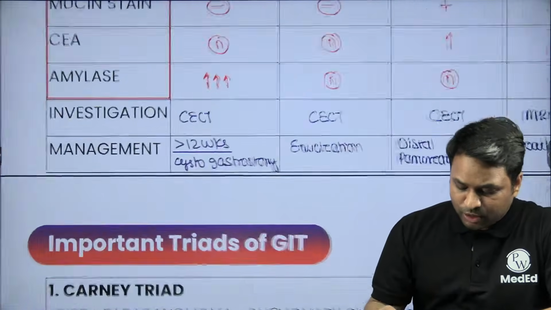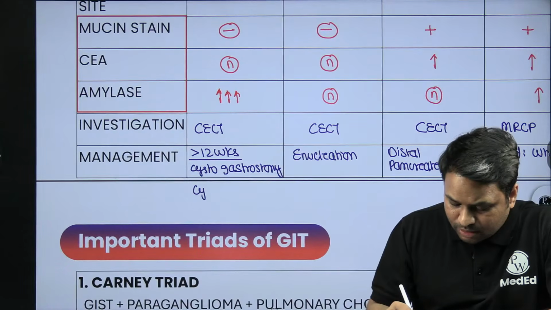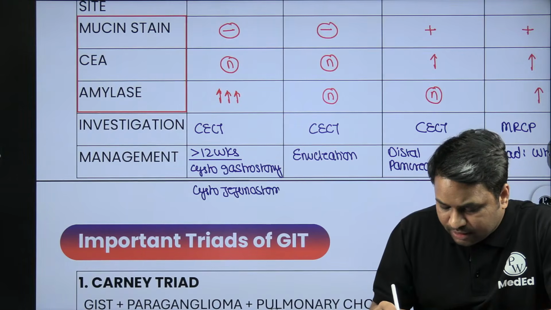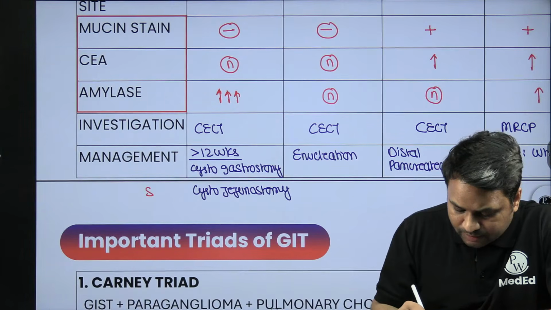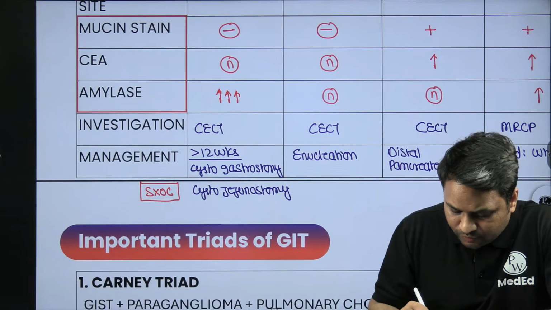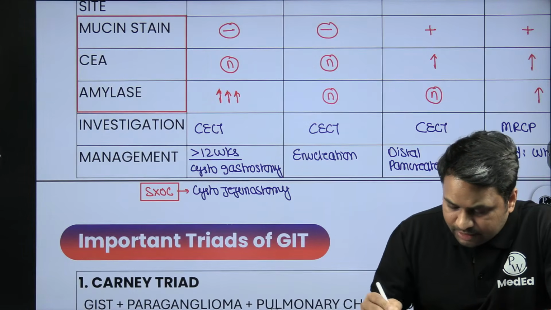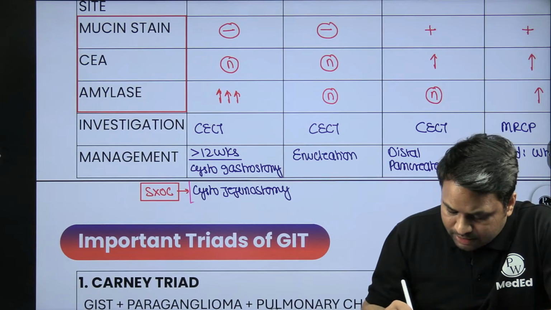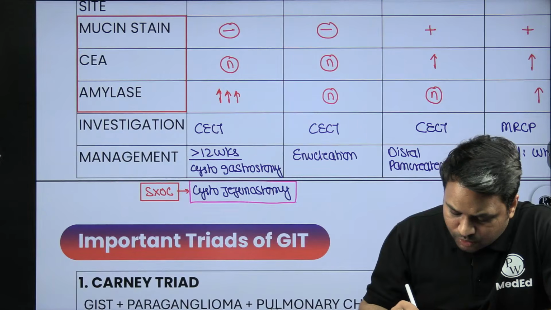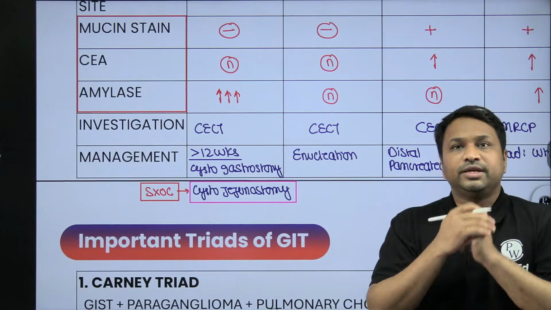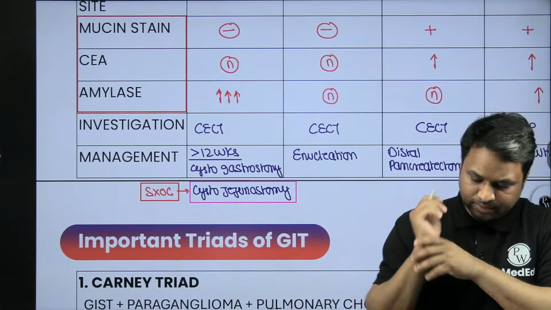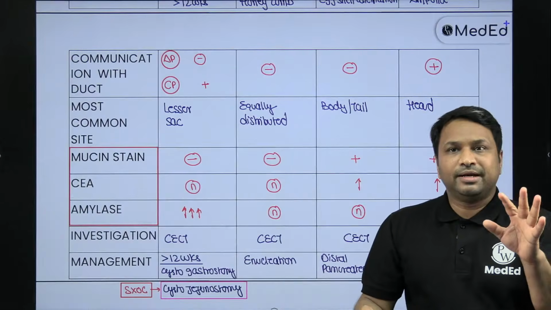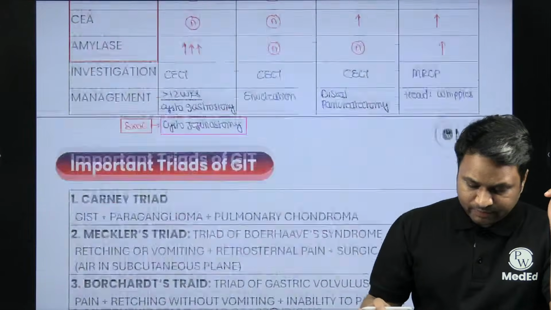Here you can do both cystogastrostomy and cystojejunostomy, but remember, cystojejunostomy is the surgery of choice for pseudocyst of the pancreas. Okay? So this is the cystic lesion of pancreas that are going to be important from the exam perspective.